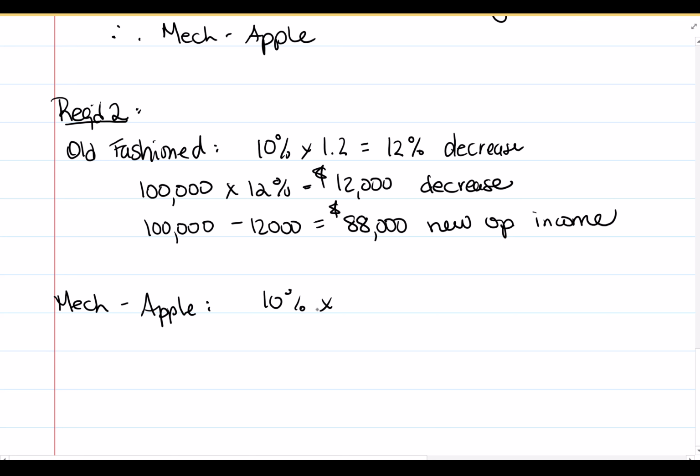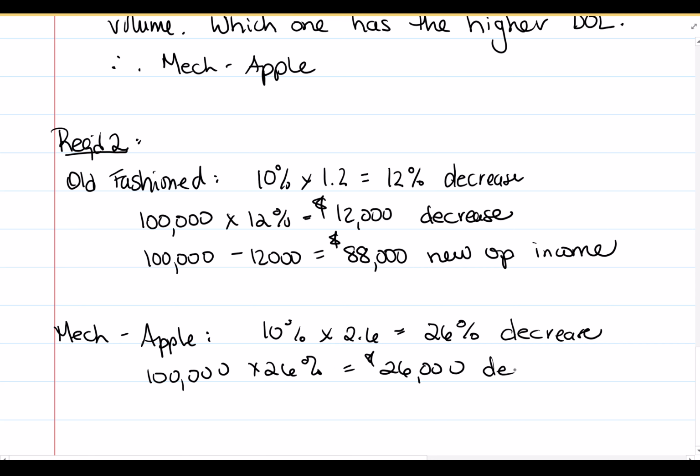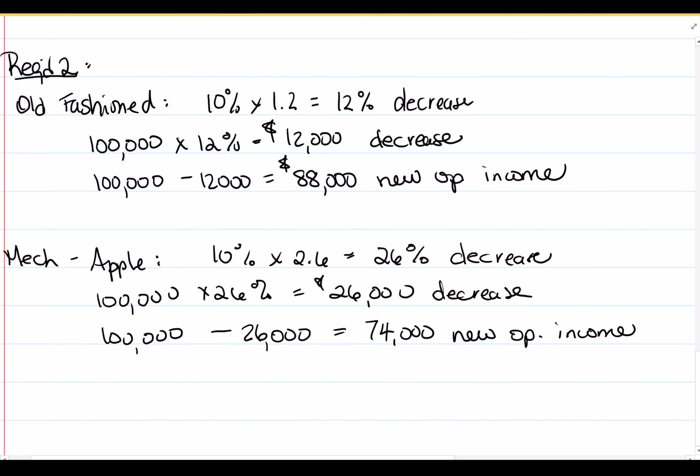For Mech Apple, 10% decrease times their degree of operating leverage of 2.6 means they will have a 26% decrease, which means on $100,000 of operating income times 26%, they will have a $26,000 decrease, which means on their $100,000 of income, they would end up at a $74,000 new operating income. So pretty easy once you have the degree of operating leverage. Again, make sure you answer the question posed.